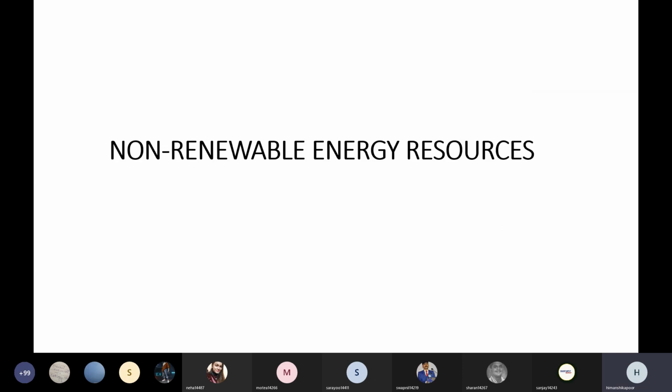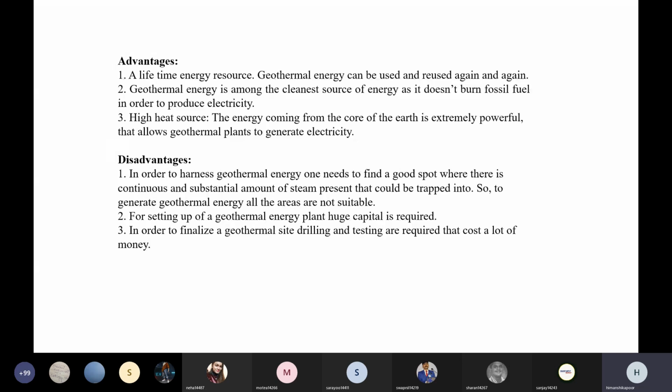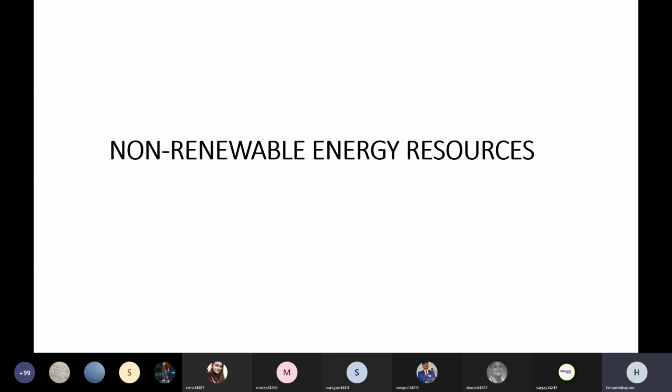With this, we have completed the renewable resources of energy. We have discussed sun, wind, water, ocean energy, geothermal, and energy from hydrogen. These are all the parts of renewable energy. Now coming to the non-renewable energy resources. These are the conventional energy resources.